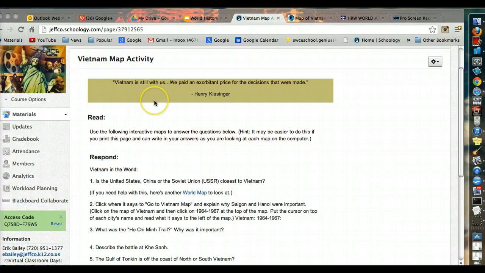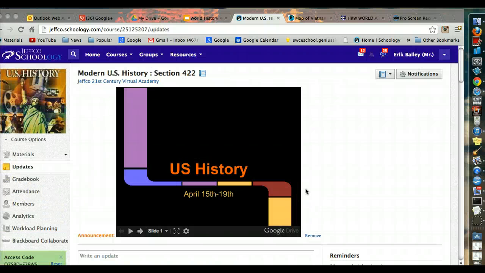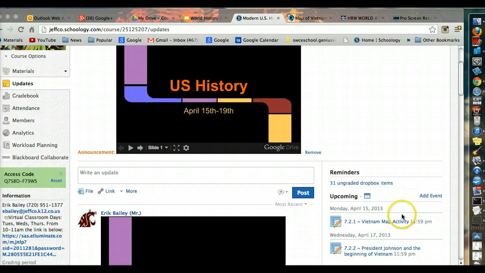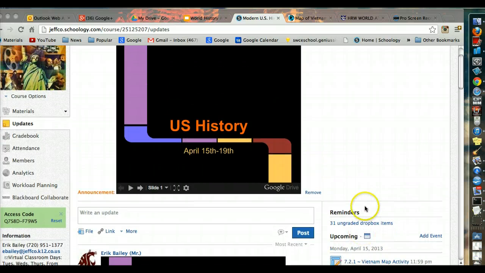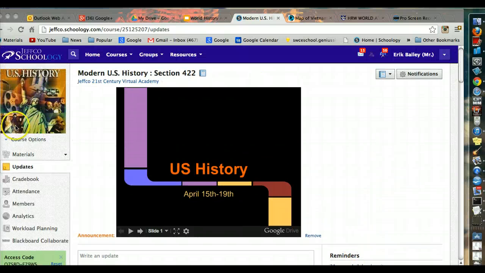Hey everyone, today's assignment is the Vietnam map. Hi everyone, it is April 15th, 2013, and today's assignment is the Vietnam map activity. We are still in Unit 7, and we are starting with Session 2, which is on Vietnam.